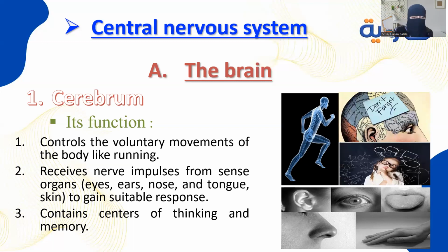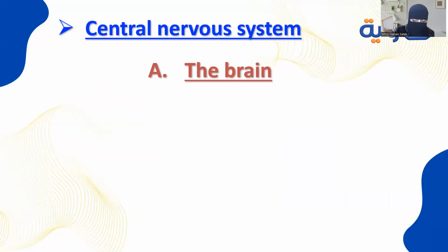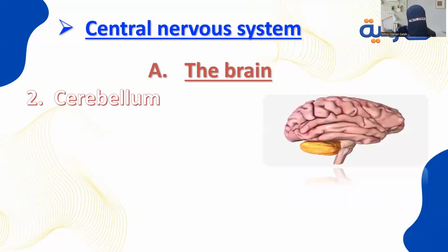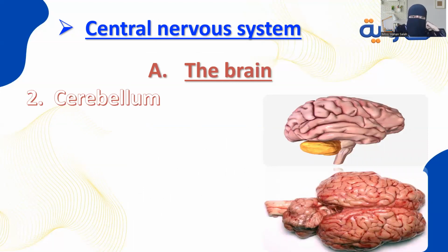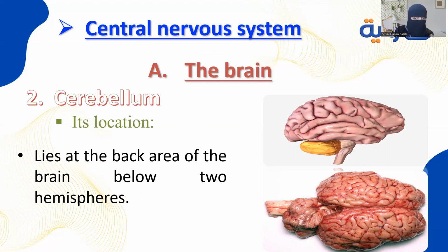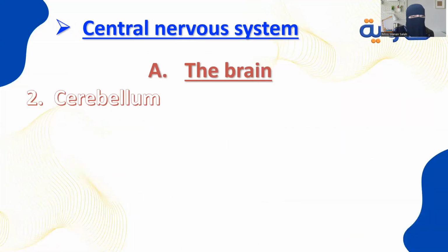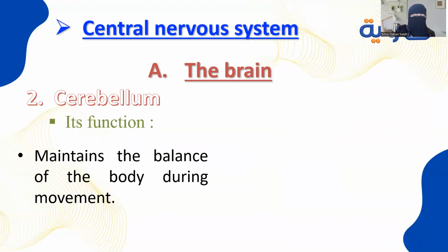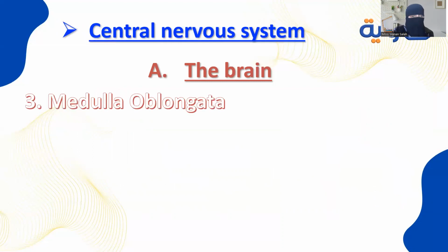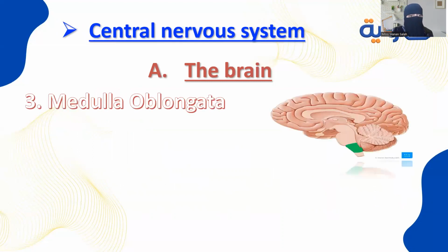What about the second part of the brain? The cerebellum. What is the importance of the cerebellum, and where is it? Number one, its location. You can say it's behind, in the back area of the brain, and it's located under the two cerebral hemispheres. What about its function? The cerebellum controls the balance of your body, or maintains the balance of your body during movement. What about the medulla oblongata, the last part of the brain? The medulla oblongata contains the centers to control the involuntary processes.